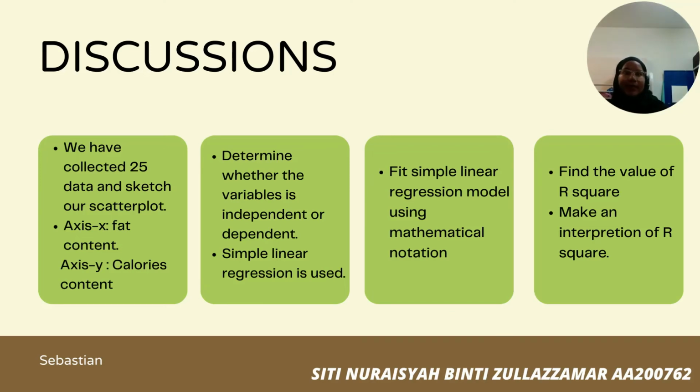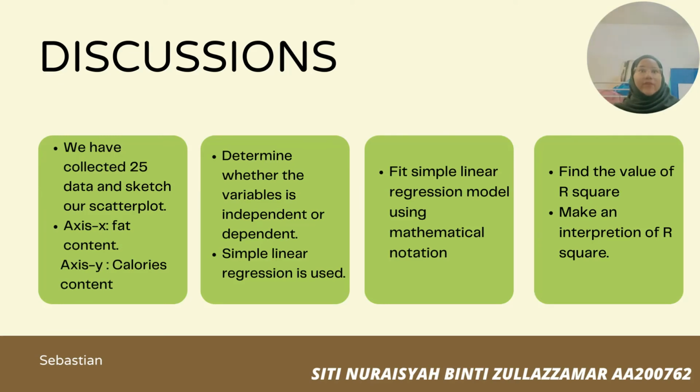The second equation is beta 1 hat equals Sxy over Sxx. The third one is beta naught hat equals y bar minus beta 1 hat x bar. And the last one is y hat equals beta naught plus beta 1 x. These four equations had been used in the question until the result is gained. From the result we gained, we have fitted a line on the scatter plot graph.